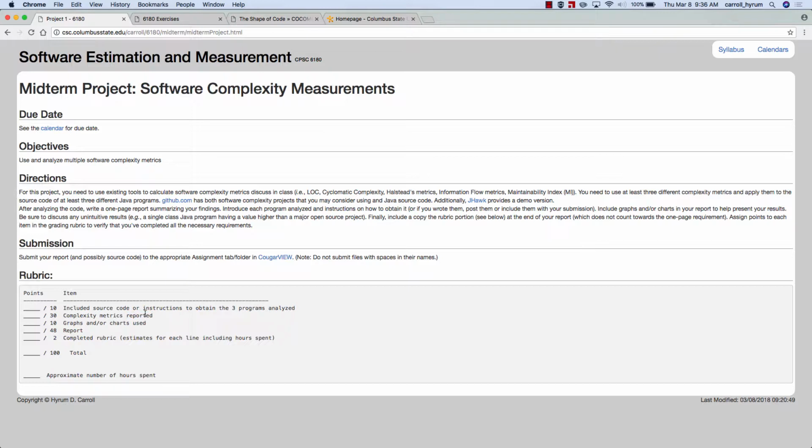Do the programs have to be a specific length? No, in fact, I'd like you to do a variety. One of them could be your own student project, something you wrote, something you're very proud of, or something you don't mind sharing with me. I need to be able to have a URL or a copy of the program. So that's the only real restriction. GitHub has thousands of them.